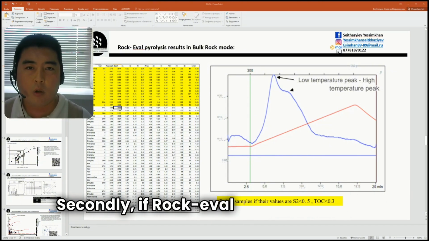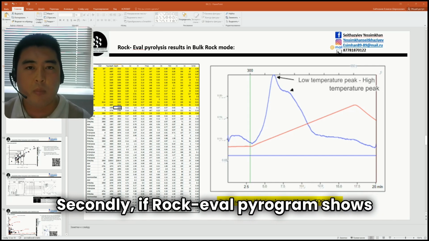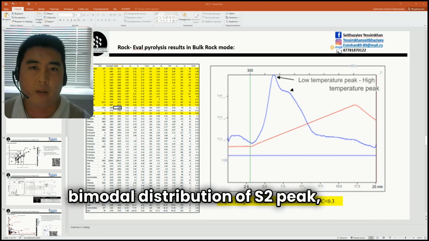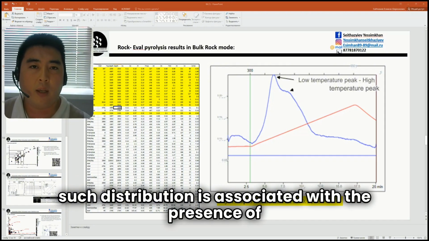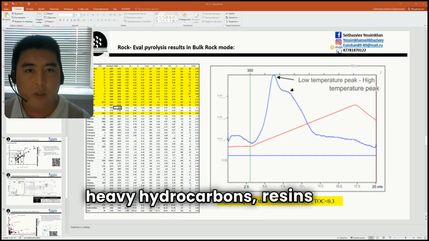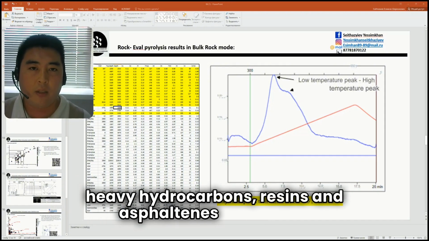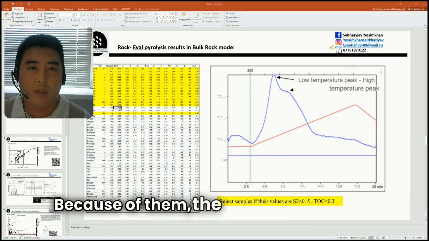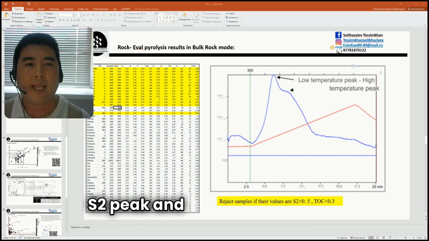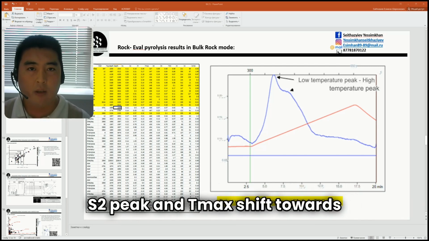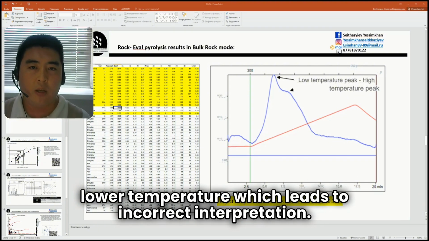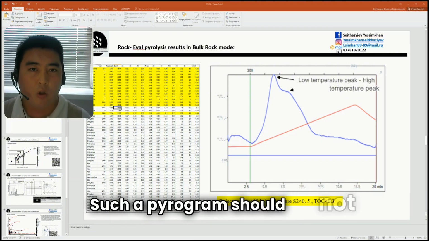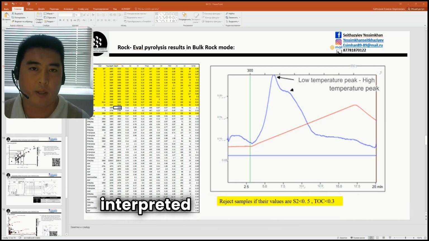Secondly, if the Rock-Eval pyrogram shows bimodal distribution of S2 peak, then usually such distribution is associated with the presence of heavy hydrocarbons, resins, and asphaltenes in the rock. Because of them, the maximum value of S2 peak and Tmax shift towards lower temperature, which leads to incorrect interpretation. Such a pyrogram should not be interpreted as a source rock.